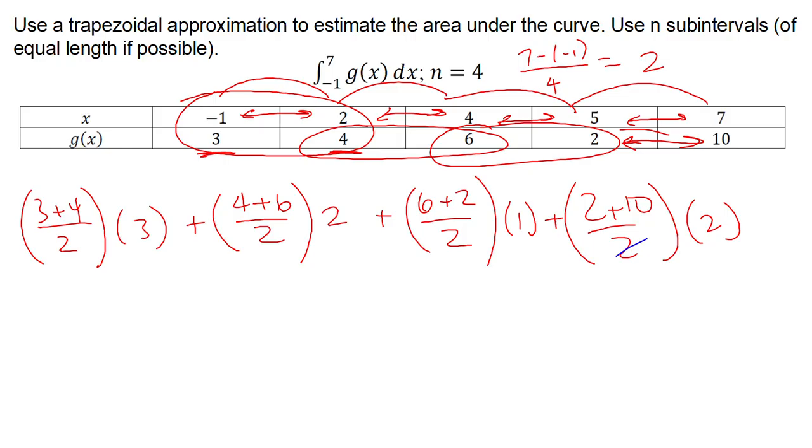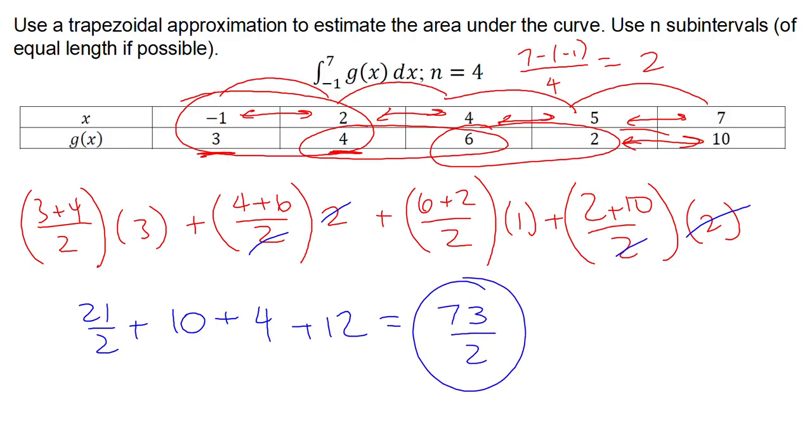Some of these are going to simplify out nicely, like those 2's will cancel, those 2's will cancel. Here we've got 7 over 2 times 3, that's going to be 21 over 2. And then plus 10, and then that one's going to be 8 over 2, which is just 4. And then that last one is just going to be 12. So it looks like we've got 21 halves plus 10 plus 4 plus 12. Well, 10 and 4 and 12 is 26, which is 52 halves plus 21 halves would be 73 halves. And that's the end of the walkthrough for this trapezoidal sum approximation assignment.